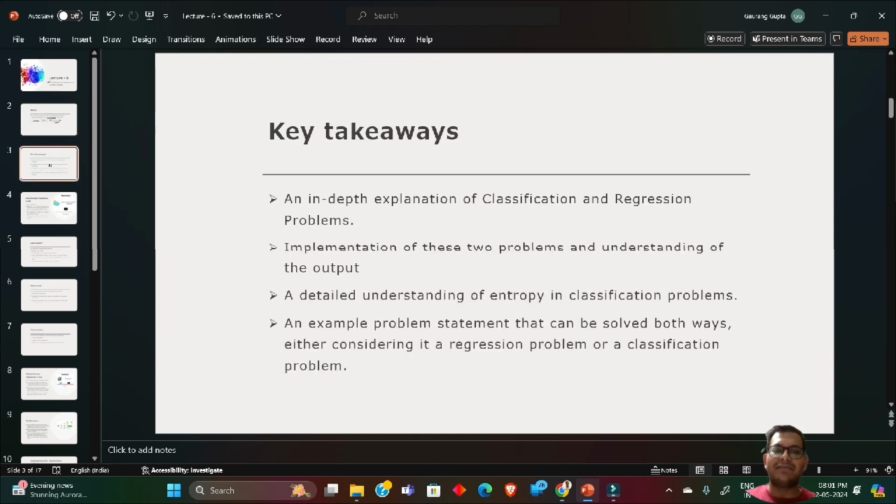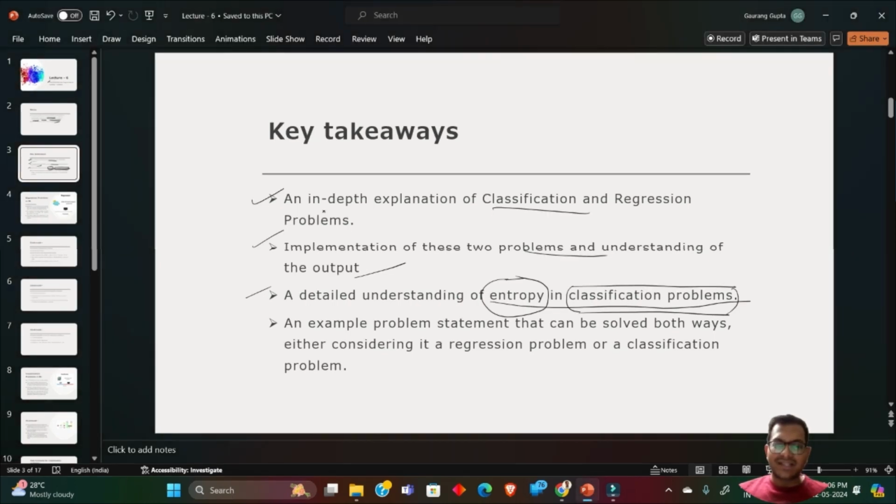Now, what are the key takeaways from this lecture? First, an in-depth explanation of classification and regression problems, implementation of these two problems and understanding the output, then a detailed understanding of entropy in classification problems. This is a very important factor of classification problems. I will explain further in the video, but be very patient and have your complete focus when I'm going to explain this part. And the last key takeaway from this lecture will be an example problem which can be solved by both regression and classification. So we will see that in this video.